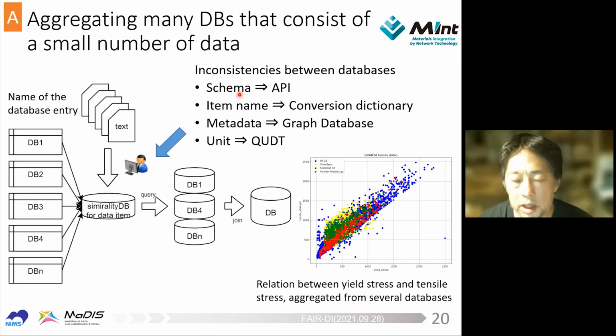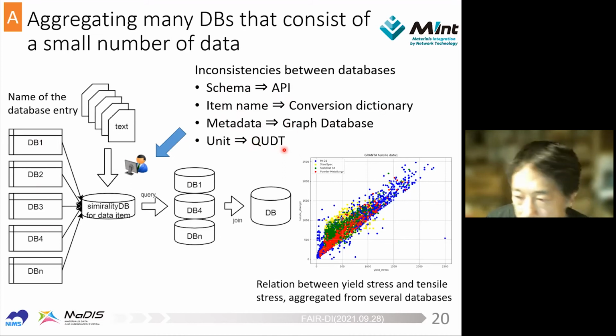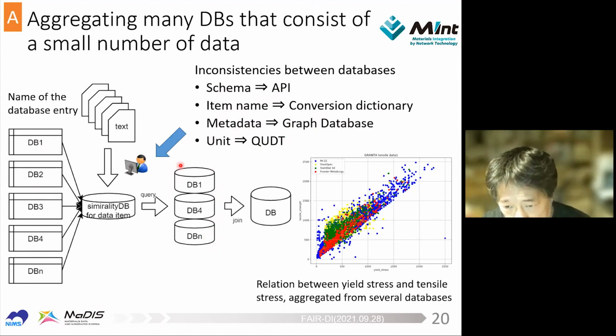So we are tackling these kinds of inconsistencies by using APIs or conventional dictionaries or graph databases, or by using the QUDT developed by NASA. So we can arrange the same structure, for example, database 4 and the others, and we can extract the data as one in one picture.